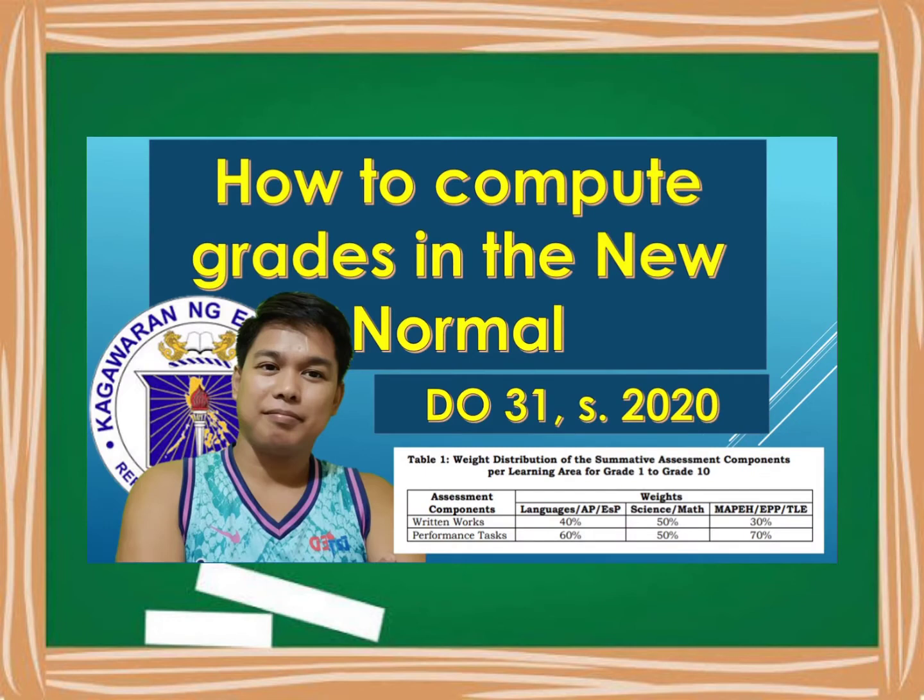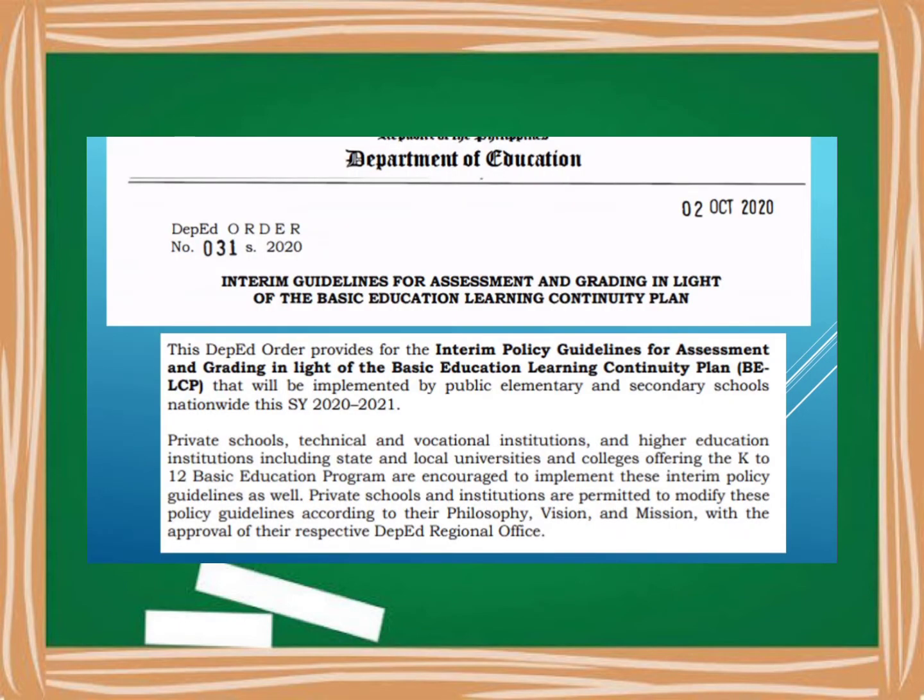Hello, this is Teacher Robbie and welcome to the channel. For today's tutorial, ay tuturuan ko kayo kung paano mag-compute ng grades in the new normal gamit ang DepEd Order number 31 series of 2020. Sa kalalabas lang na DepEd Order ngayong October 2, 2020, ang DepEd Order number 31 series 2020 entitled Interim Guidelines for Assessment and Grading in Light of the Basic Education Learning Continuity Plan. So wala nang paligoy-ligoy pa, tuturuan ko na kayo kung paano mag-compute ng grades.